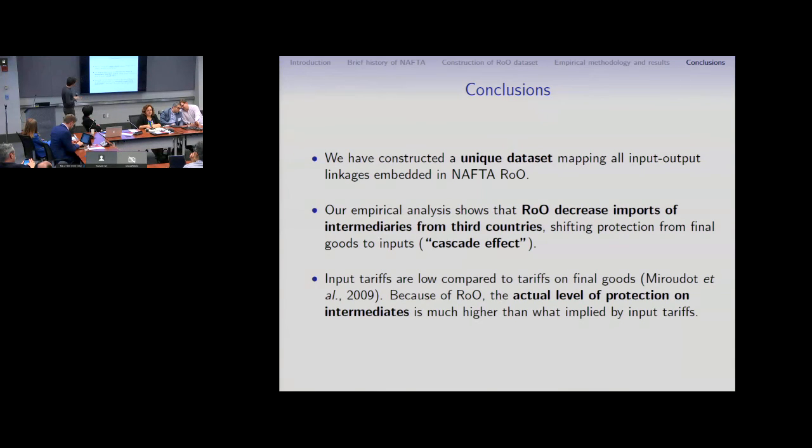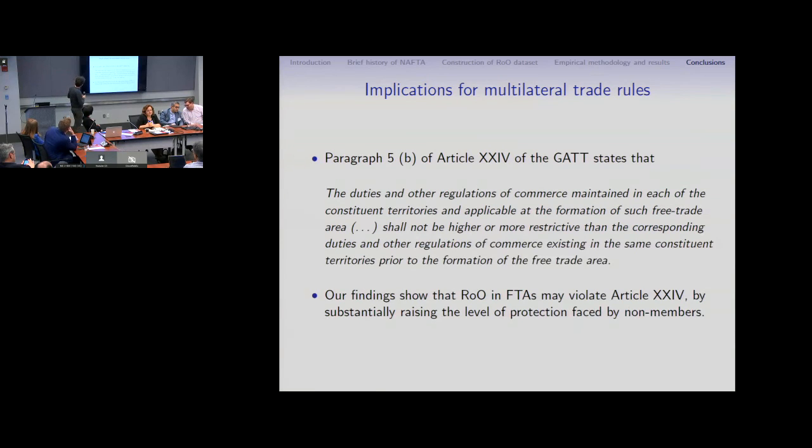So this is exactly what I was saying before. Here we just mention paragraph 5, article 24 of the GATT, which states that basically... The point we want to make here is that rules of origin can violate the idea of absence of protection faced by non-member countries in the context of an FTA, since rules of origin are protecting intermediate goods that are produced within the FTA.